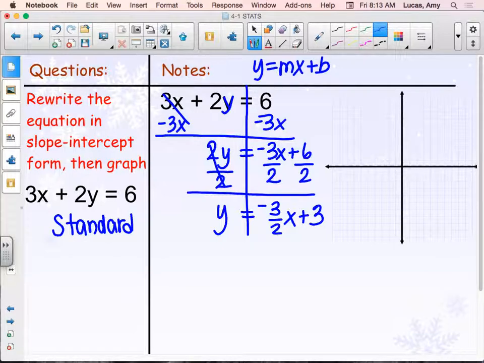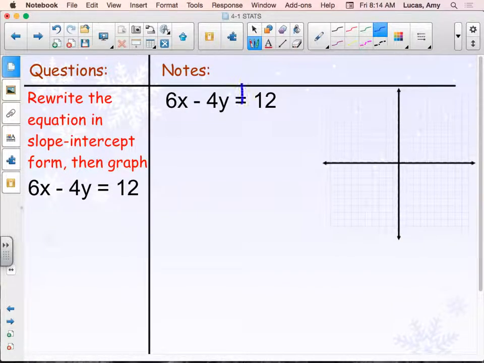So I'll start at 3 on my y-axis, and then I need to go down 3 over 2, down 3 over 2 for my slope, negative 3/2, and then draw my line. We learned in a previous chapter how to use standard form to graph by finding the x and y intercepts. So that method would work as well. This is just an alternative way to be able to graph your equation. Instead of finding the x and y intercepts and graphing that way, you can rewrite it into slope-intercept form and graph from slope-intercept form.